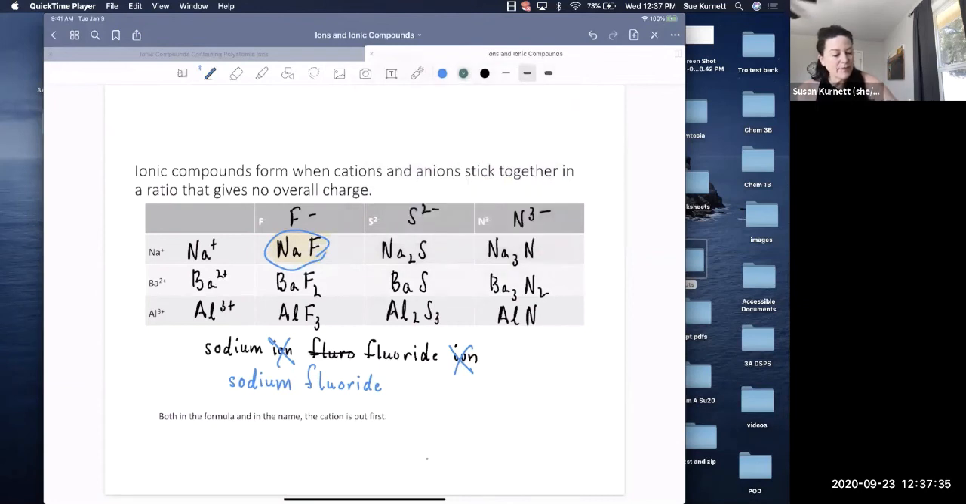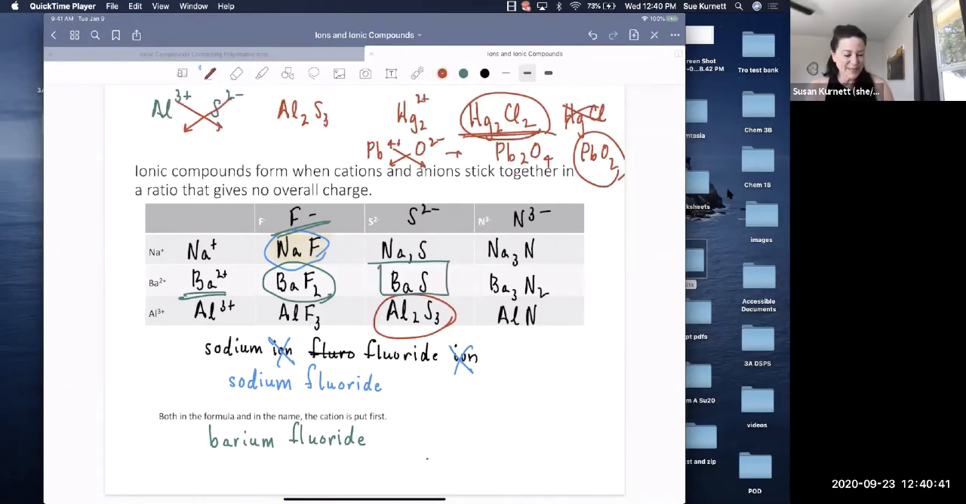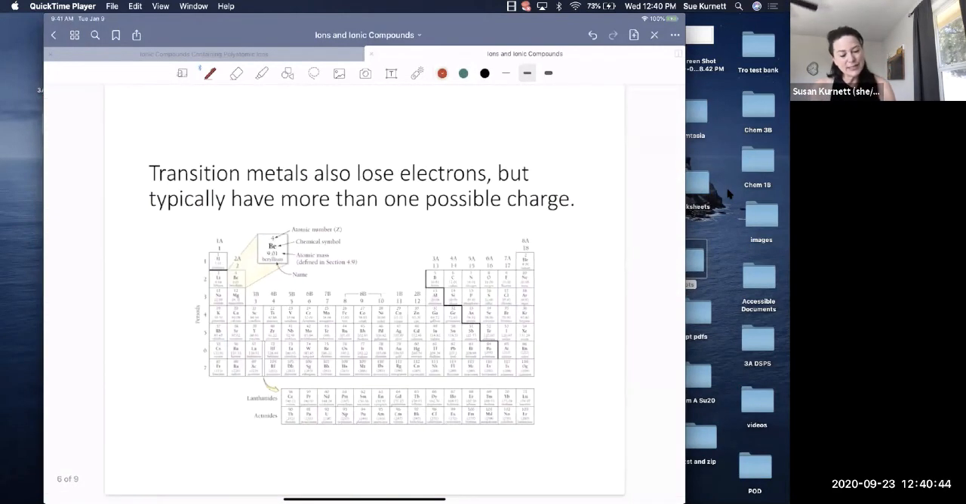So here we have barium and fluoride. Barium ion becomes barium. Fluoride ion becomes fluoride. We don't say anything about the 2 because anybody with a periodic table knows that barium has a +2 charge based on its position, and that fluoride has a -1 charge based on its position. So barium fluoride. Alrighty, so transition metals, that's this group here.